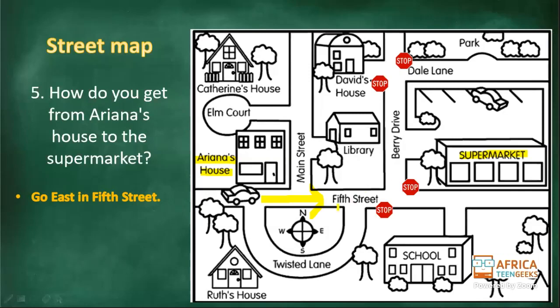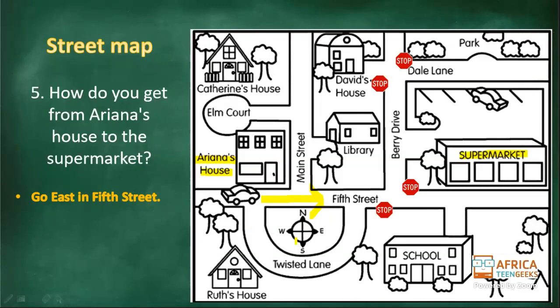What's the next thing we do? Okay. So I'm going east down 5th Street. I need to go to the supermarket. What do I do? If I just keep going, I will go past the supermarket. I have to go to the parking lot. Any answers? Turn left into Berry Drive.